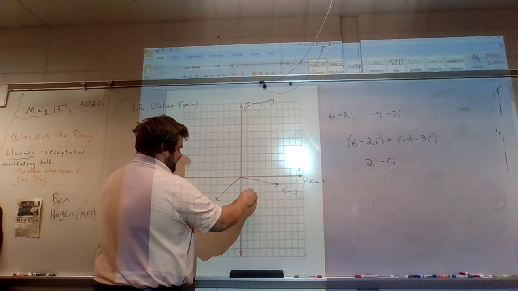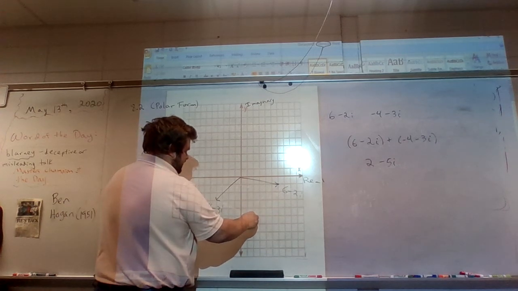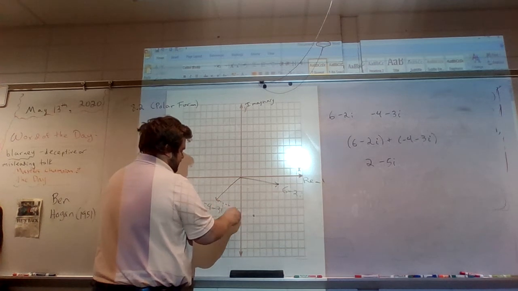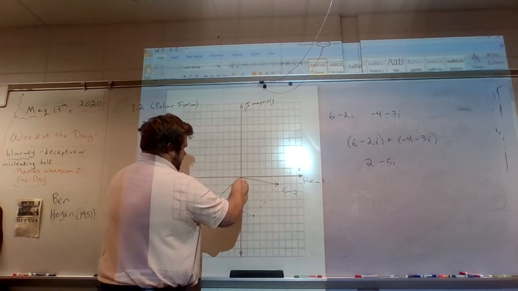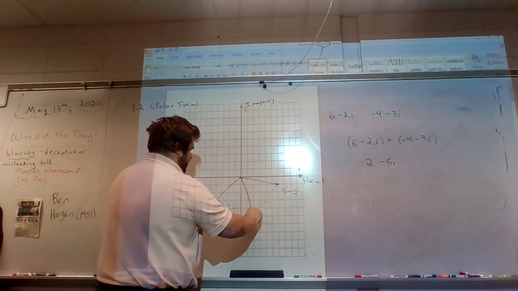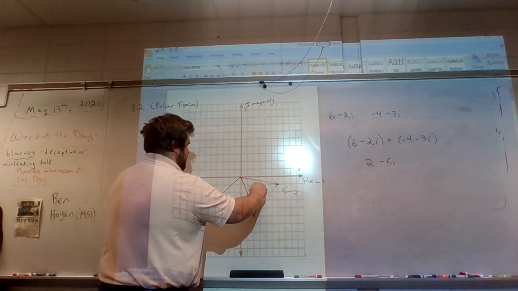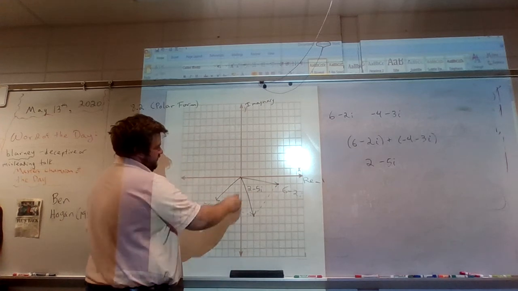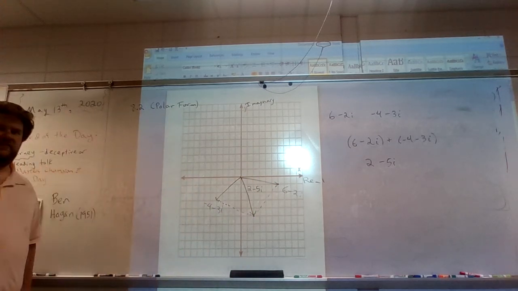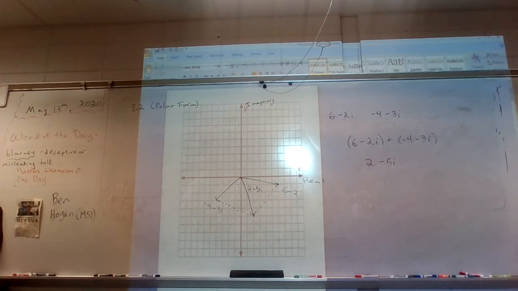I'm going to cheat just slightly. If I make this parallelogram, my resultant vector is really this vector here, 2 minus 5i, over 2 down 5, as a result of adding those two vectors. So either algebraically or with the parallelogram method, I would get that result.